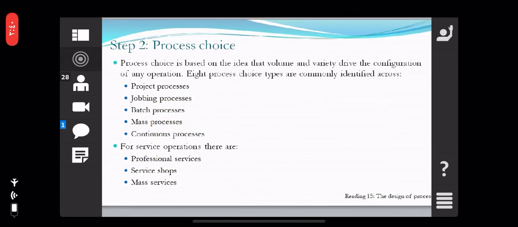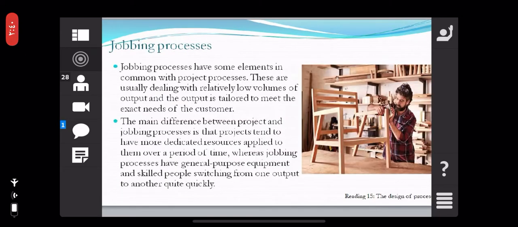The jobbing. What does it mean? The jobbing process. Usually it doesn't take a lot of resources. The project takes maybe hundreds of employees, right? But the jobbing process has limited resources or limited workforce. It has some elements in common with the project. Unlike the project, which takes longer time, the jobbing takes shorter time. The project deals with high volume, unlike the jobbing with low volume. Okay.